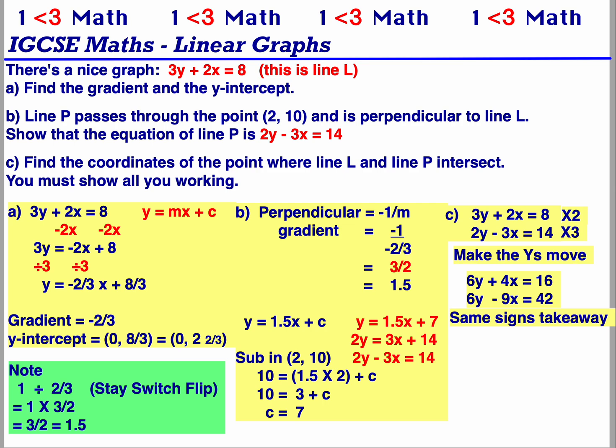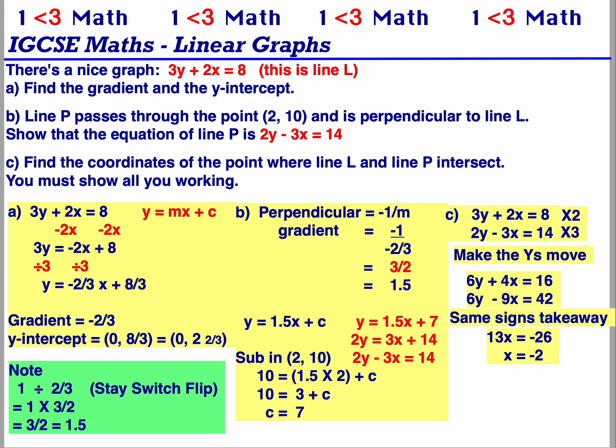But I've got to be careful, because once I've eliminated the y's, I've got 4x minus minus 9x. Minus minus becomes a plus, so that becomes 13x. 16 take away 42 is going to be negative, it's minus 26. So then I divide by 13 and I get x equals minus 2.